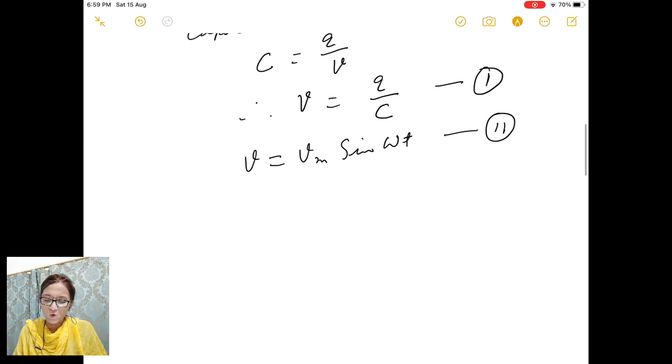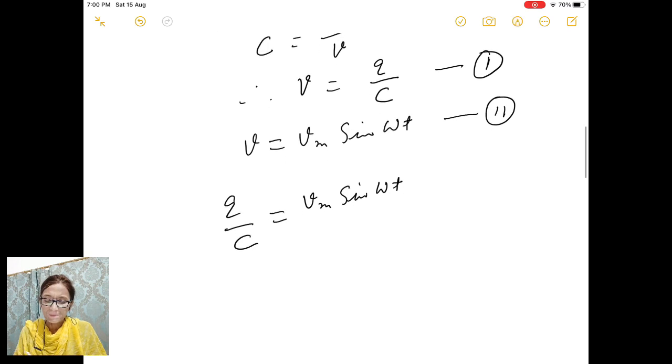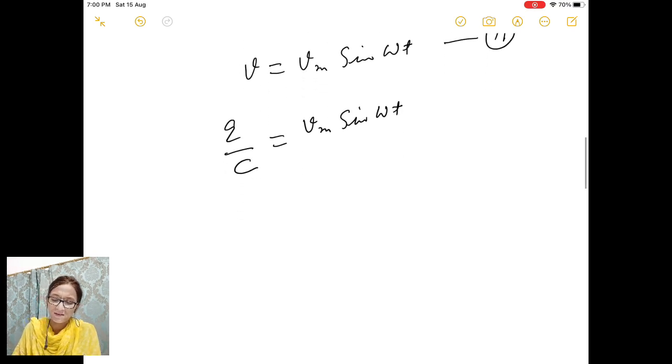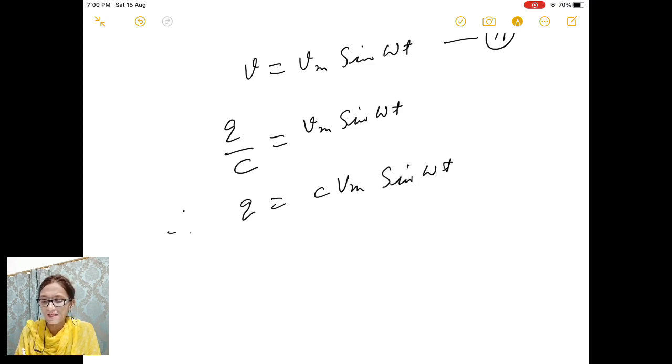So from 1 and 2, you can find that Q upon C is equal to Vm sin omega t. And here we are intended to find the instantaneous current. We have been given voltage and we need to find instantaneous current. And current is the rate of change of charge. dq by dt is called current. Therefore, let me first of all find Q. Q is equal to CVm sin omega t.